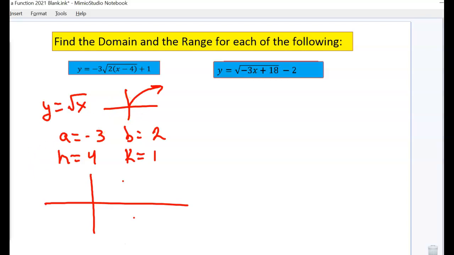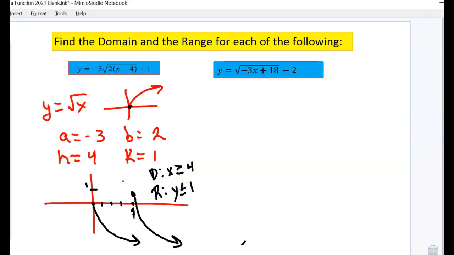So I'm looking to figure out where this point here ends up, and which way the graph is traveling. First of all, multiplying by -3 is going to flip the graph this way. X minus 4 will shift it 4 units to the right, and k being +1 will move it up 1. So my final graph is going to look like this. This value is 4, this is 1. So my domain is x greater than or equal to 4, and my range is y less than or equal to 1.